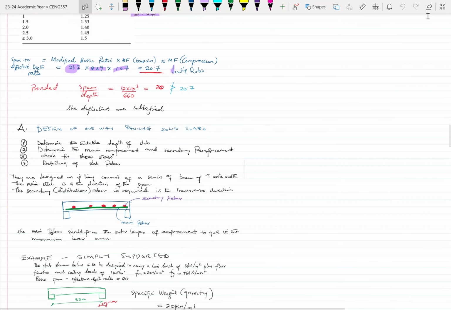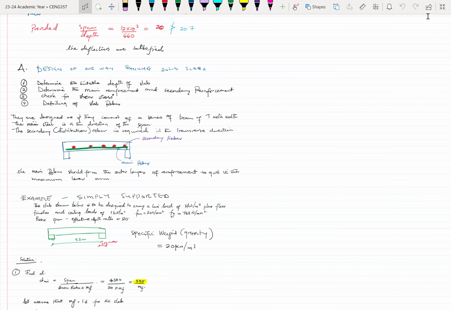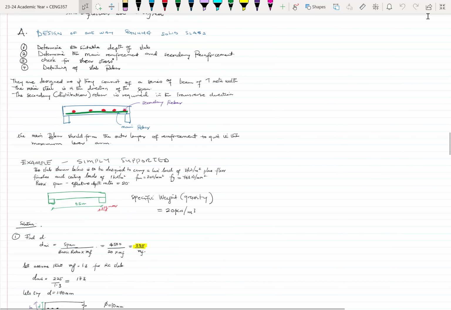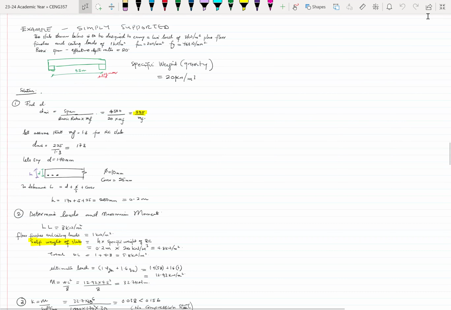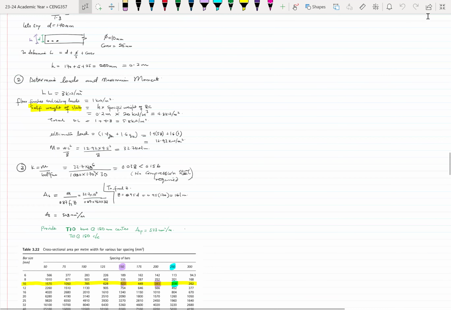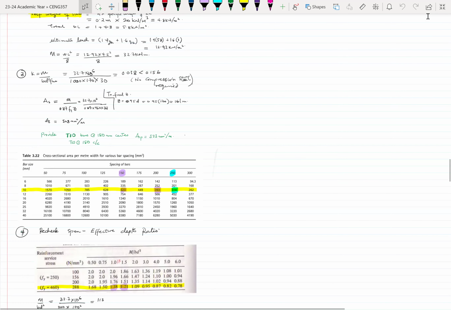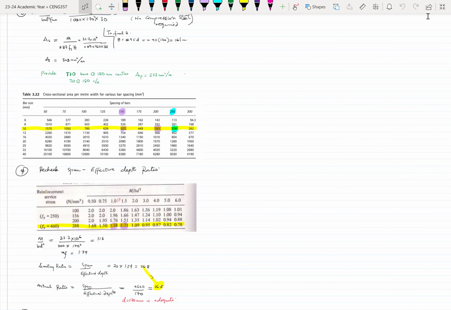We also looked at how to design one-way spanning solid slabs, right? So with the one-way, we have two options, one that is simply supported and one that is continuous over a number of supports, all right? So this is the example we went through. I'm just trying to recap what we looked at so that the next subtopic will not be something entirely new to us, right?